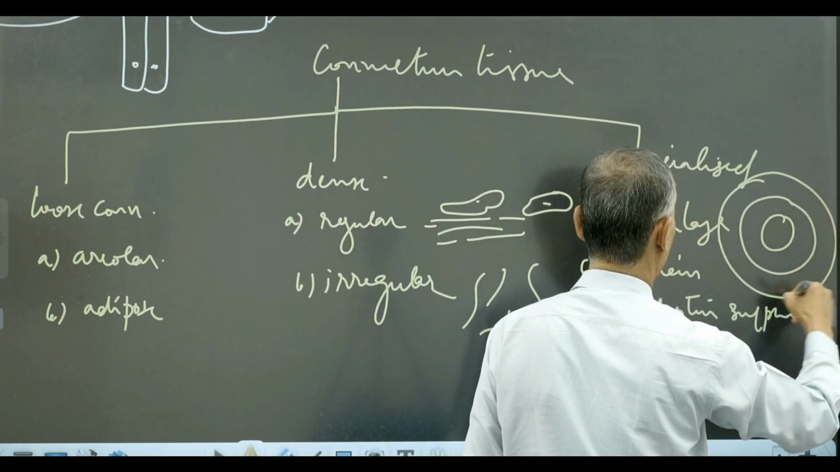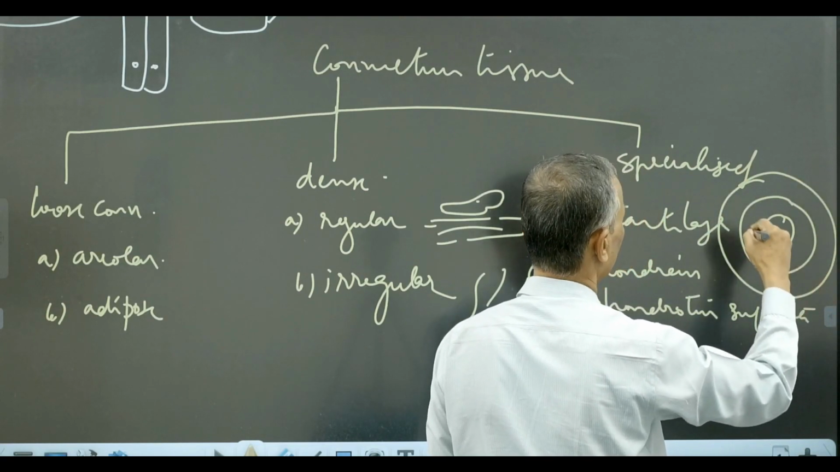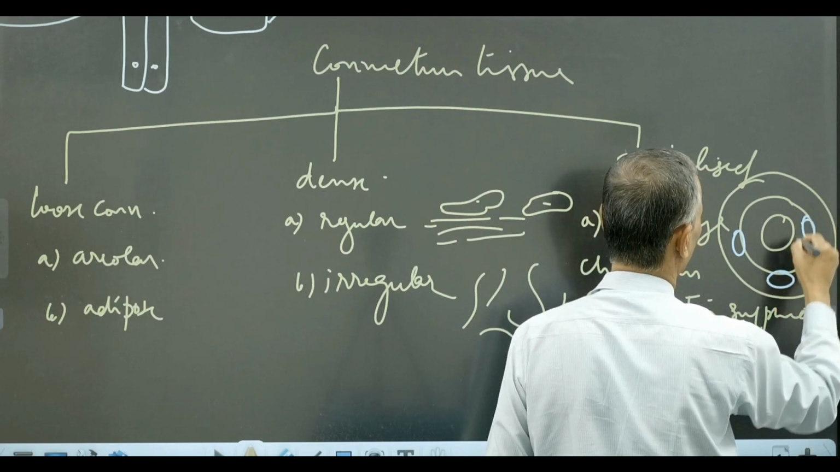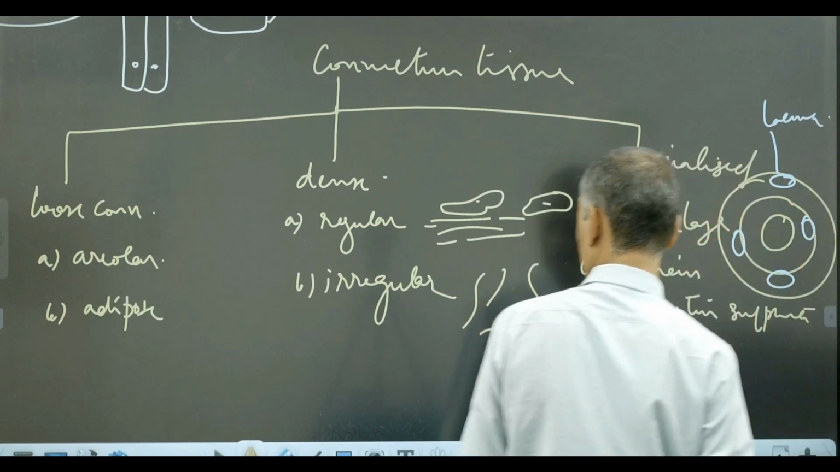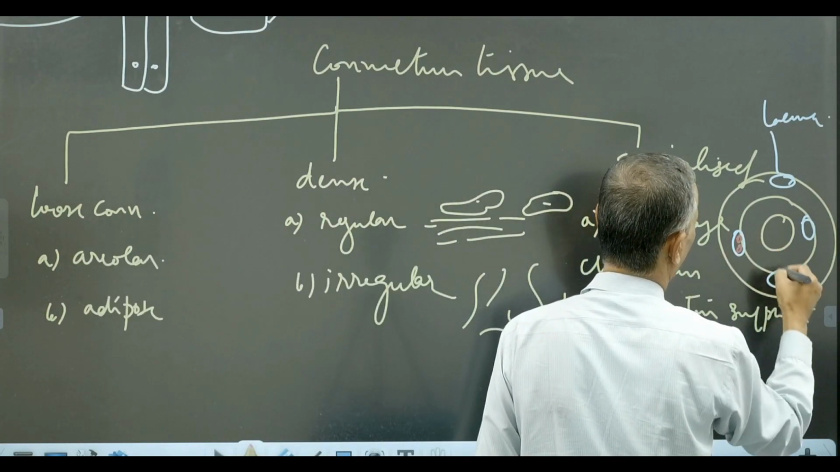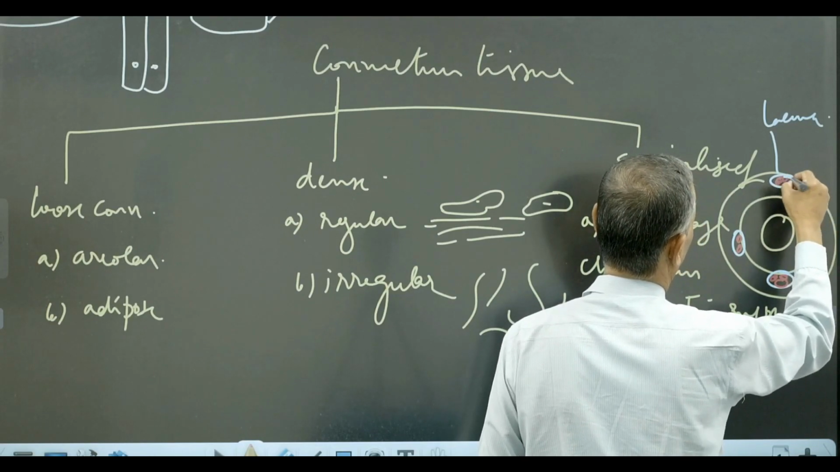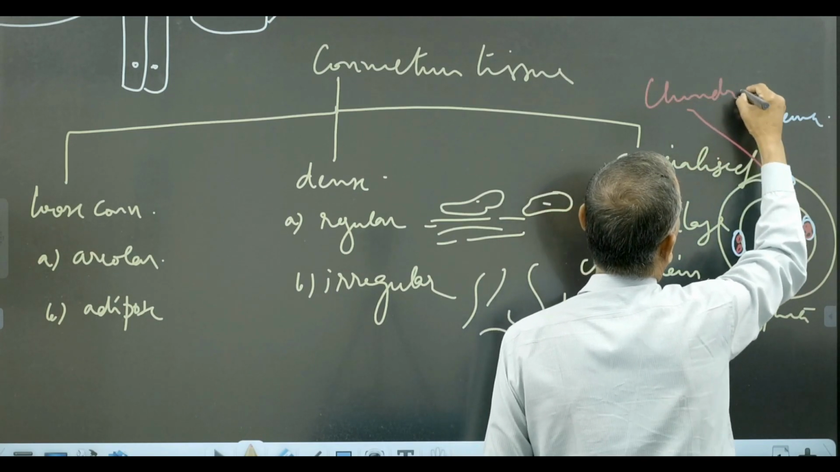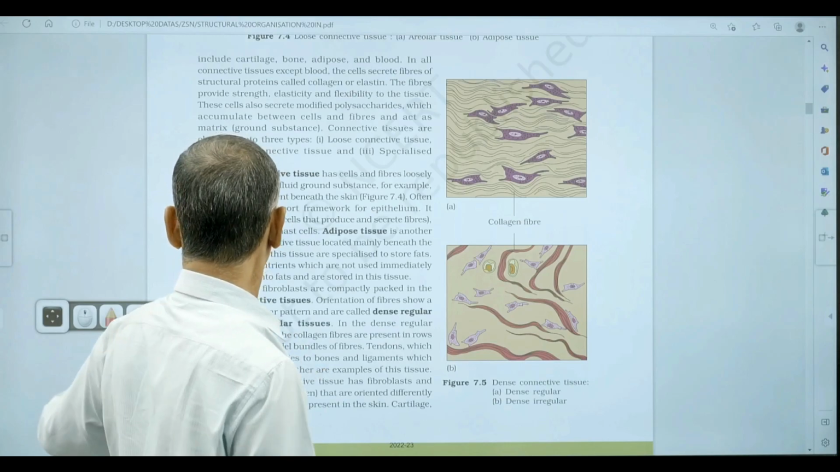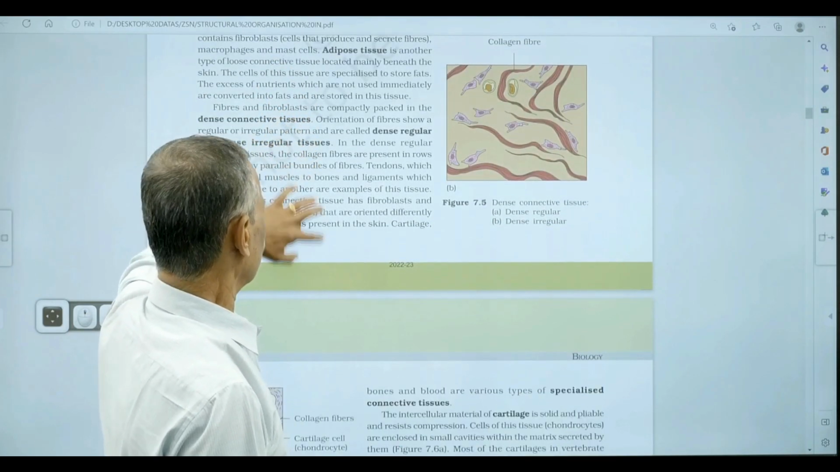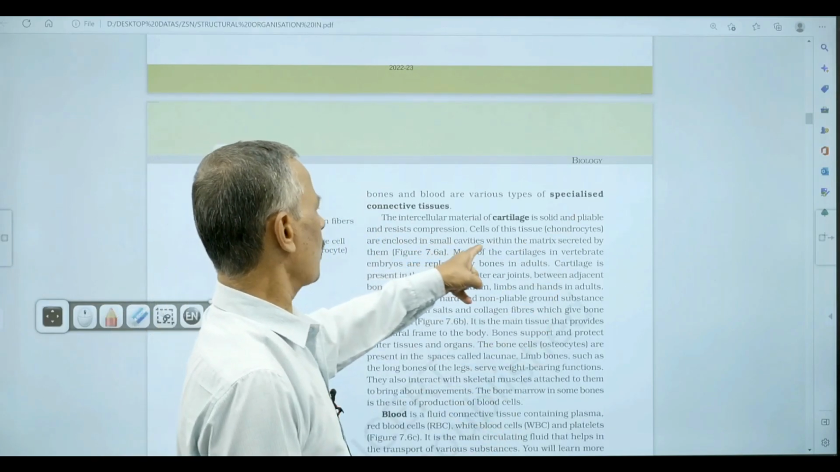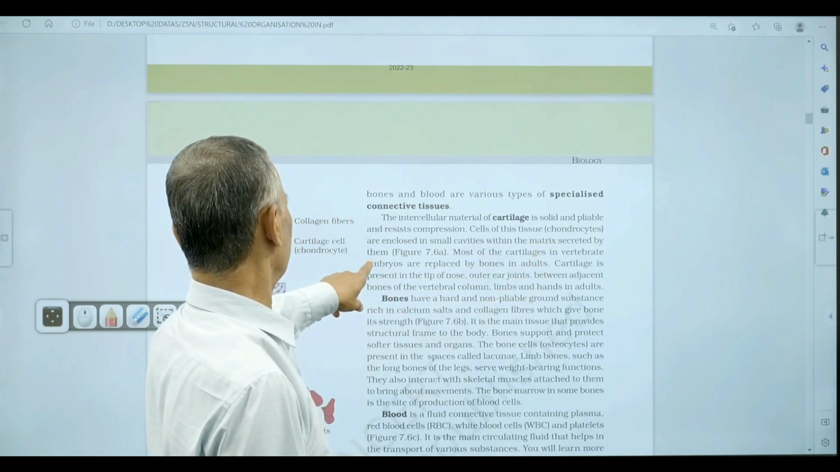Within the lamellae, that is the concentrically arranged layers of matrix, you have some fluid-filled spaces. These fluid-filled spaces are called lacunae. Within that lacuna, two or more cells called chondrocytes are present. That is the structure of a cartilage. So, cartilage will be present in certain specialized parts of our body. The cells of the cartilage are called chondrocytes. They are enclosed in small cavities called lacunae within the matrix, which they secrete.